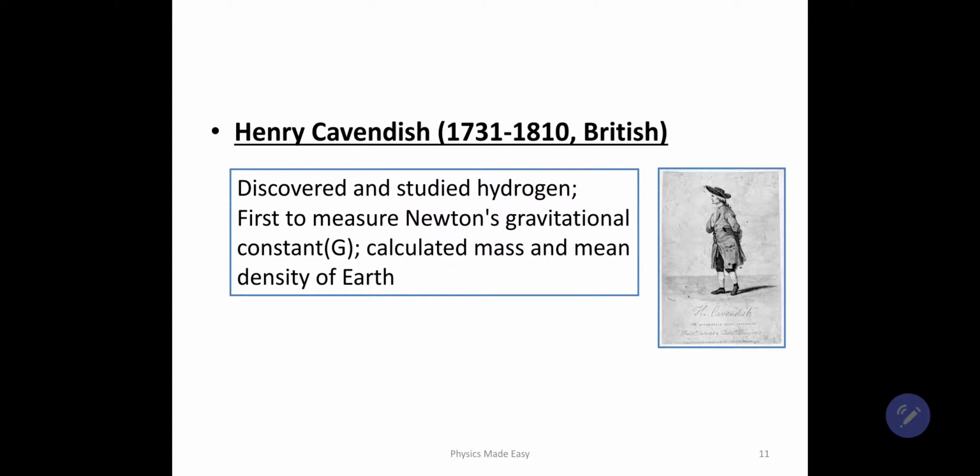Henry Cavendish was a British physicist. He discovered and studied hydrogen. He was the first person to measure Newton's gravitational constant G.